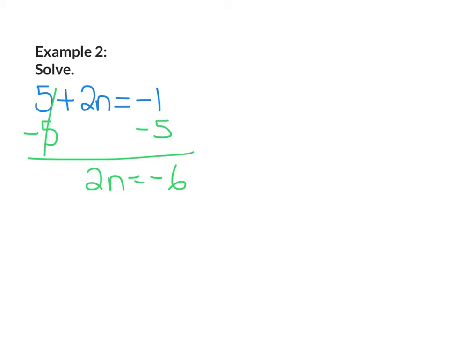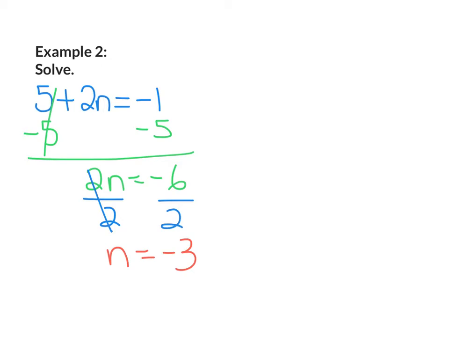I know 2 times n is being multiplied, so I'm going to go ahead and do the exact opposite, which is division. So I'm going to divide by 2 on both sides. 2 divided by 2 cancels out because that is just 1. I'll be left with n = -6 divided by 2, which is -3. So n = -3.